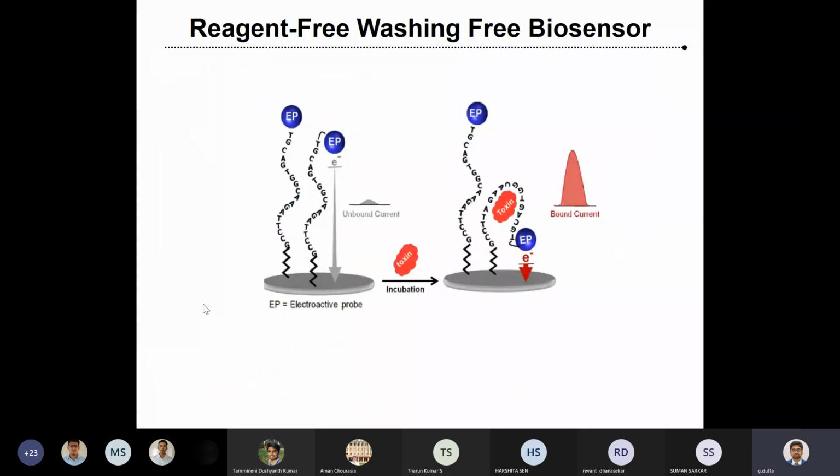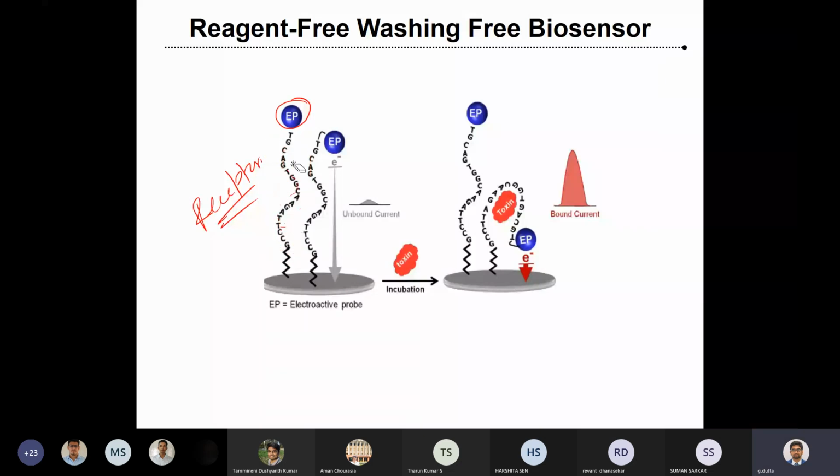Now I'll teach you another technique. This is called an aptamer. An aptamer is nothing but a DNA sequence. You can see ATGC, and EP means the electroactive probe, like the label. You can immobilize it on the surface. It is actually the receptor, with all the ATG sequences here. You can say this is DNA, or an artificial one that we can synthesize. This is called an aptamer.